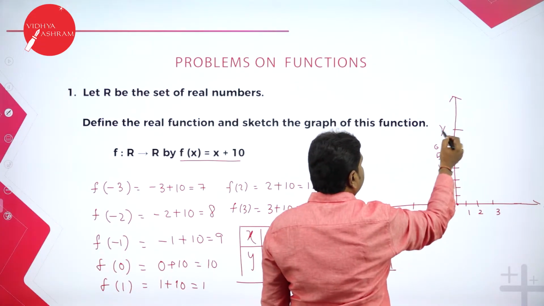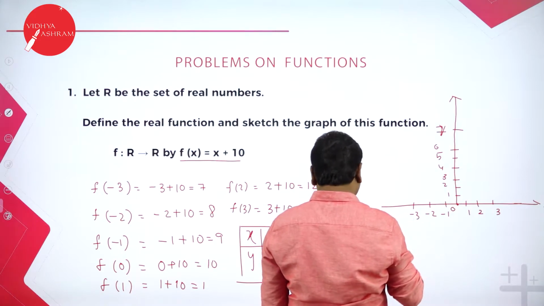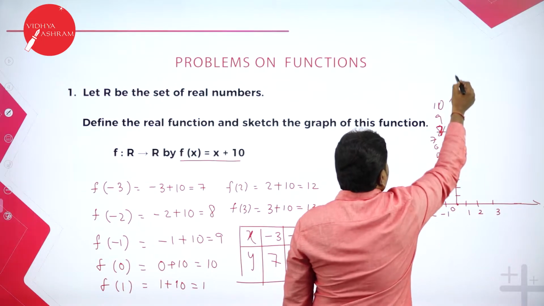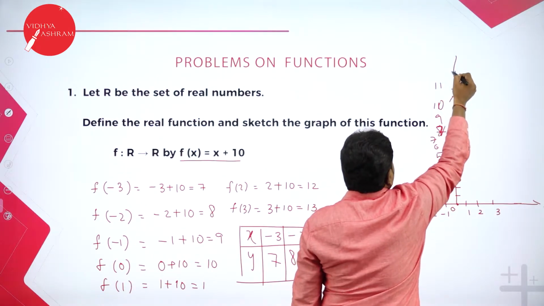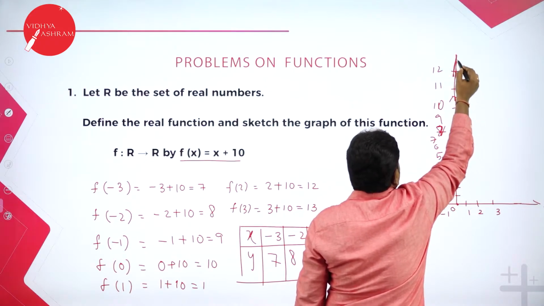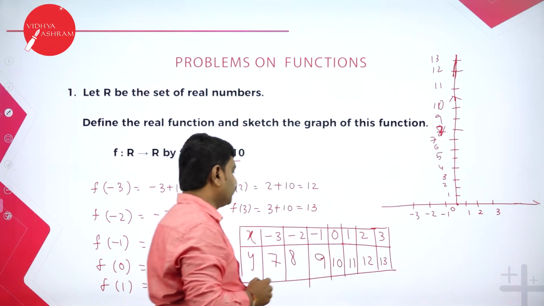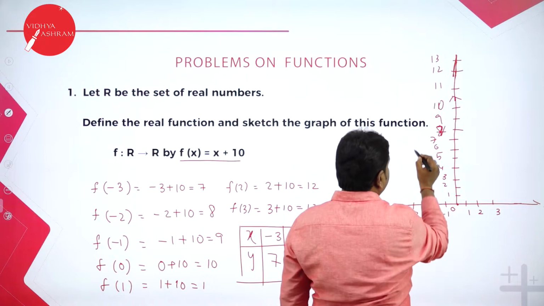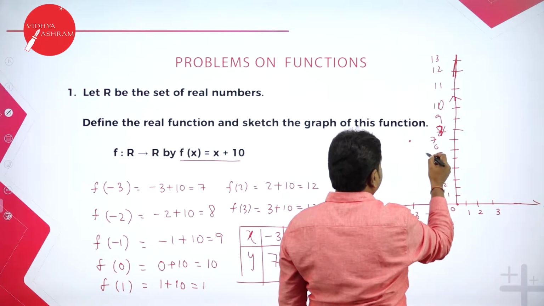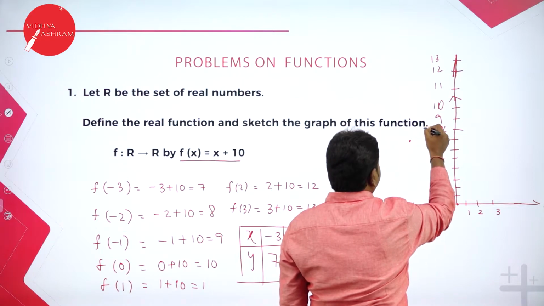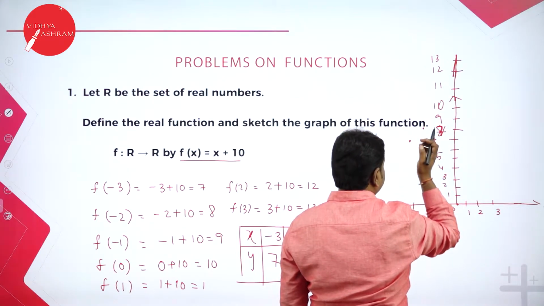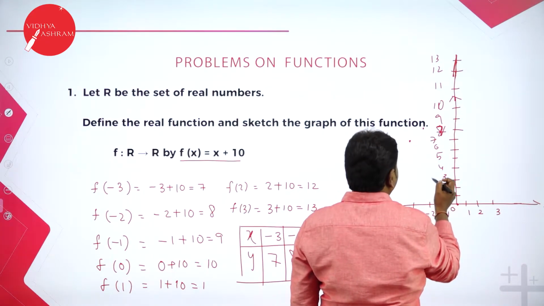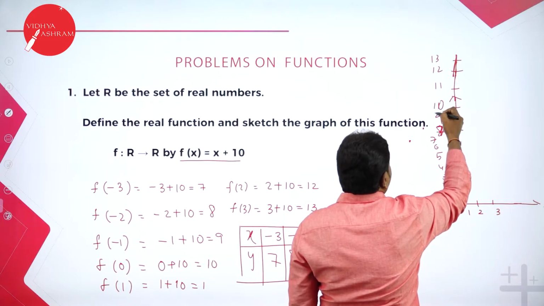We'll get a linear equation, which always gives you a straight line. 7, then we have 11, 13 also. 7, 8, 9, 10, 11, 12, 13. Draw a straight line taking scale and pencil. So I'm drawing a draft graph. So now when x is minus 3, y value is 7. Y is 7. The graph starts from here. When x is minus 2, it is 8. When x is minus 1, 9. Y is 9 here.